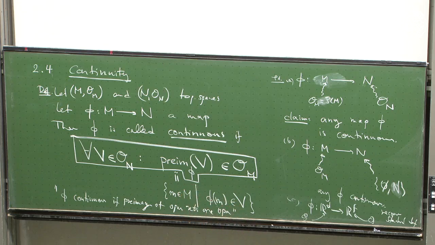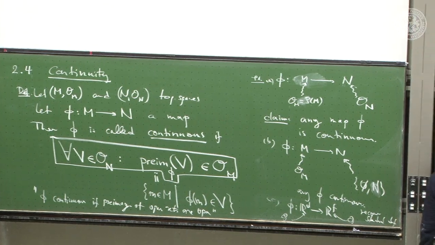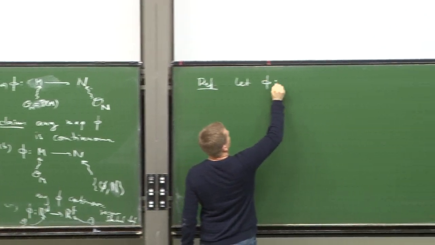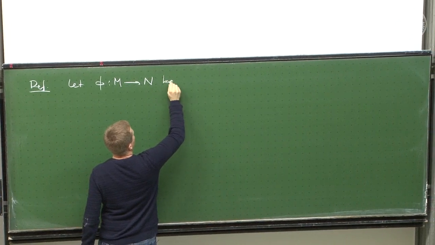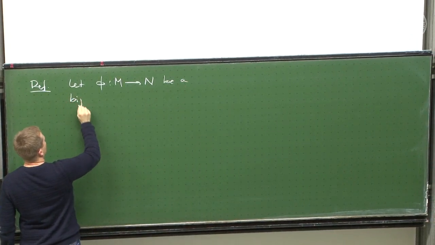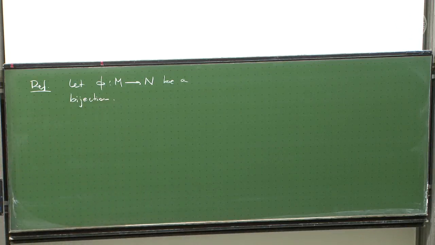So we have this continuity. Now, we have another definition. Let phi from M to N between two sets be a bijection. A bijection is, of course, a bijective map. Let this be a bijection.